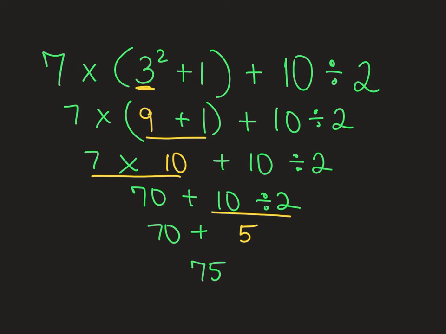Every time I did a new step, I did it in yellow. So my first step, inside the parentheses, I have exponents, so I did that and I got 9. Then inside the parentheses, the plus sign, 9 plus 1 is 10. Then I did multiply because multiply is higher ranking than adding, and it came before division, so I did multiply and I got 70. Now I have 2 operations. Division is more important, so I do the division and get a 5. My last operation is to add, so I got 75.